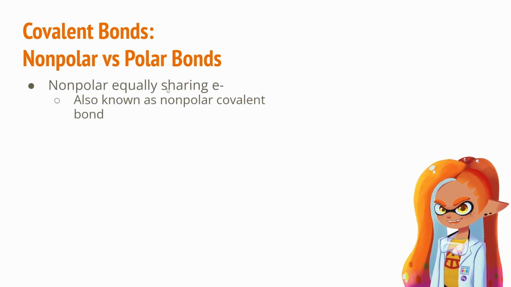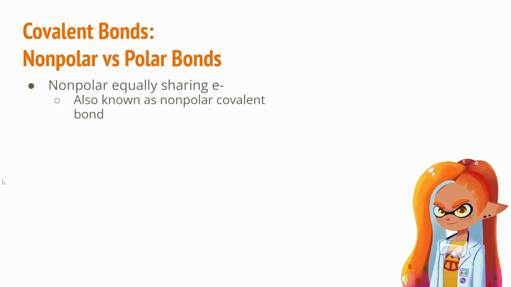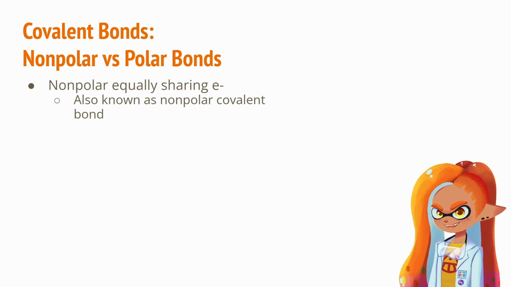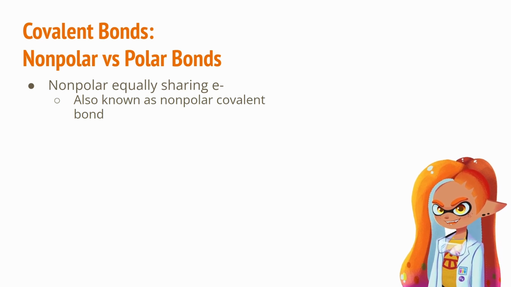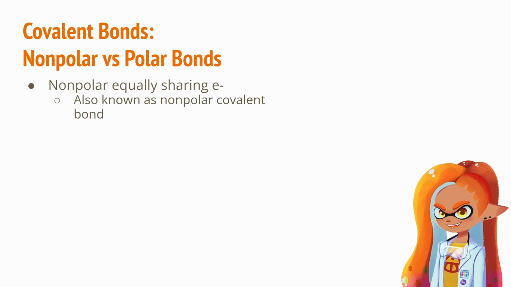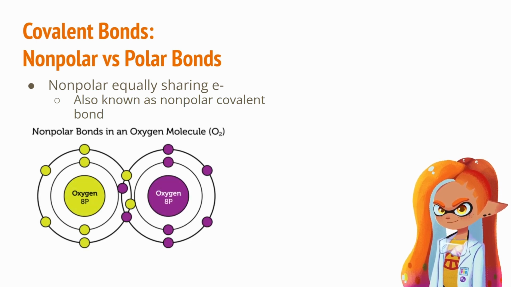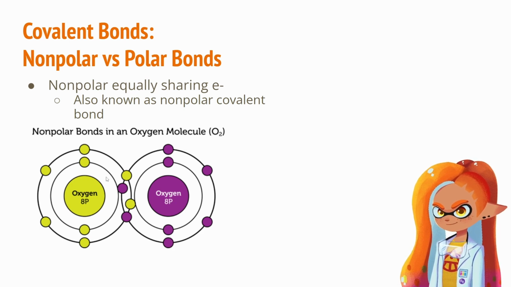Nonpolar bonds share electrons equally. You'll also see the term nonpolar covalent bonds, which is interchangeable with just nonpolar bond. The assumption is it's covalent when we're saying that. One example is the oxygen I just talked about. We have the electrons in the middle here because these are both oxygen, so they're going to share those electrons equally.